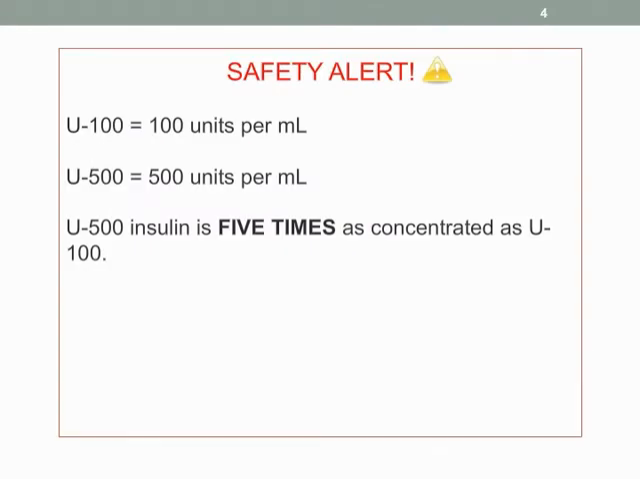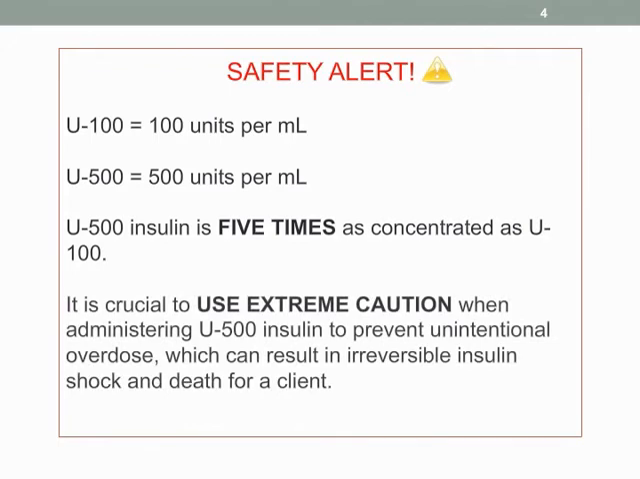Another safety alert. Just to remind you, U100 equals 100 units per 1 ml. U500 is 500 units per 1 ml. U500 insulin is 5 times as concentrated as U100. Therefore, it is crucial to use extreme caution when administering U500 insulin to prevent unintended overdose, which we've mentioned before can result in either irreversible insulin shock or death of the client.